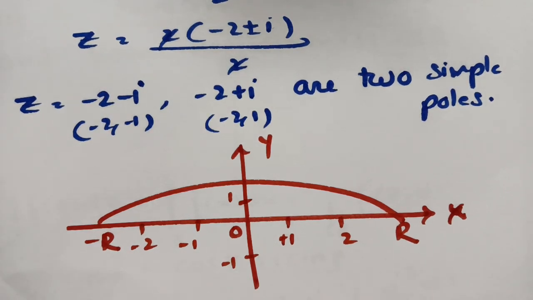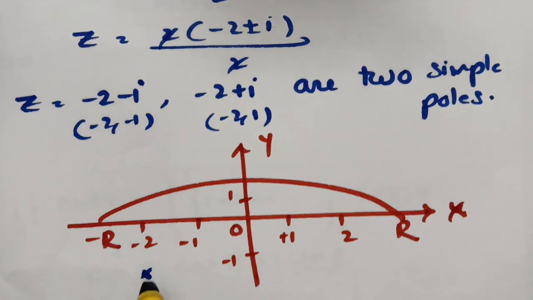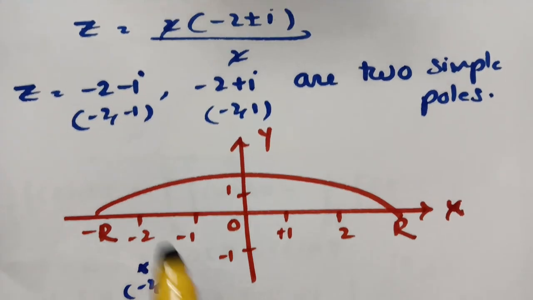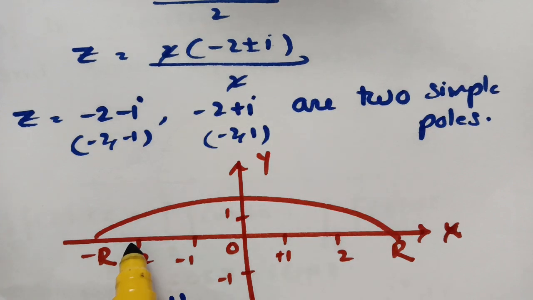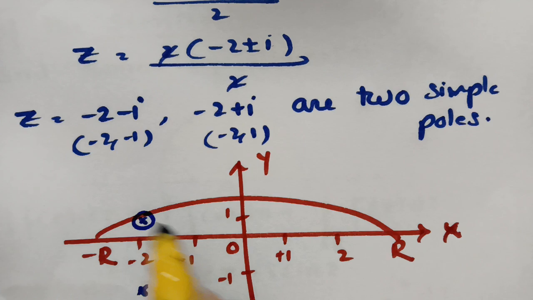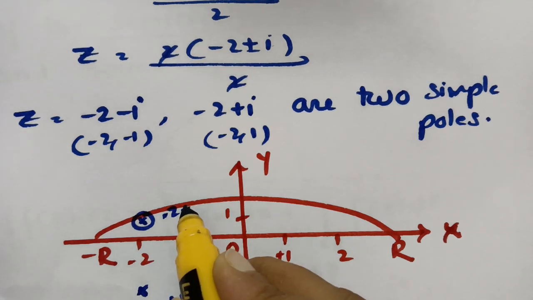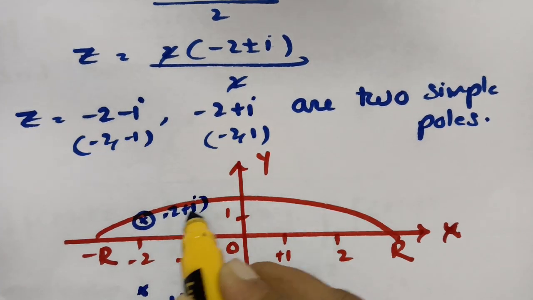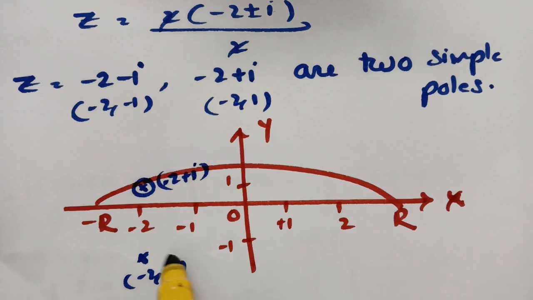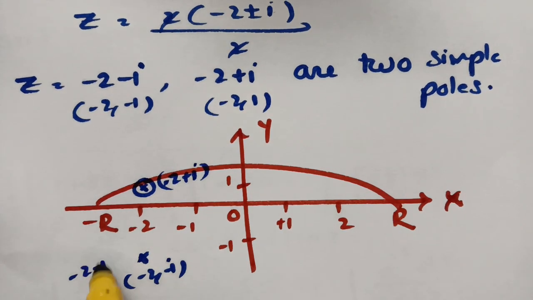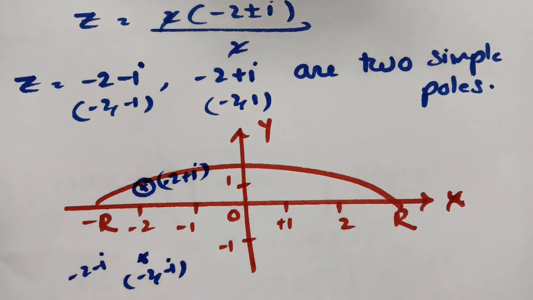So if you check this, the x-axis is minus 2 and the y-axis is minus 1. So down here, minus 2 minus i is the point down here. And the next one is minus 2 plus i: this is minus 2 and this value is plus 1. So this point, minus 2 plus i, is inside the contour, and this one, minus 2 minus i, is outside the given contour.